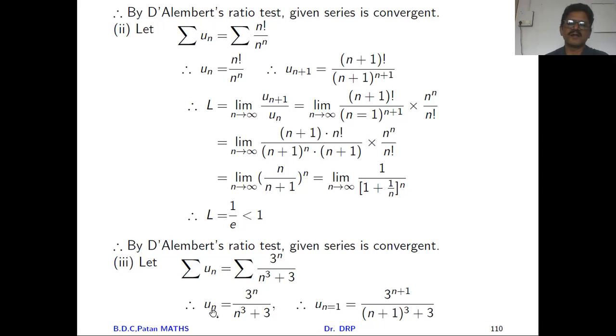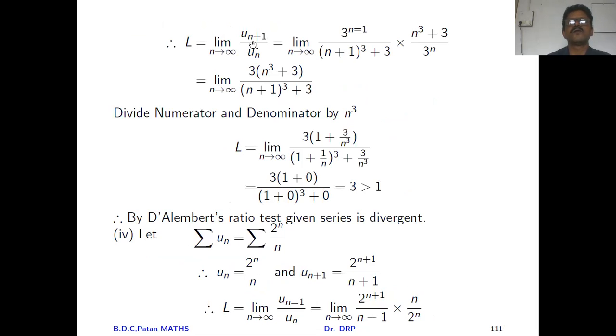Now replace n by n plus 1. So there you will get un plus 1, and this must be a plus sign. So un plus 1 equals 3 raised to n plus 1 divided by (n plus 1) raised to 3 plus 3. And once you know un plus 1 and un, you find the limit L as the limit of un plus 1 divided by un as n tends to infinity, which is equal to the limit as n tends to infinity of 3 raised to n plus 1 divided by (n plus 1) raised to 3, plus 3.